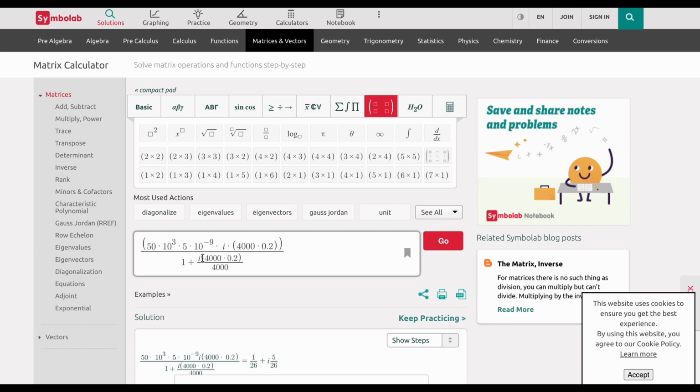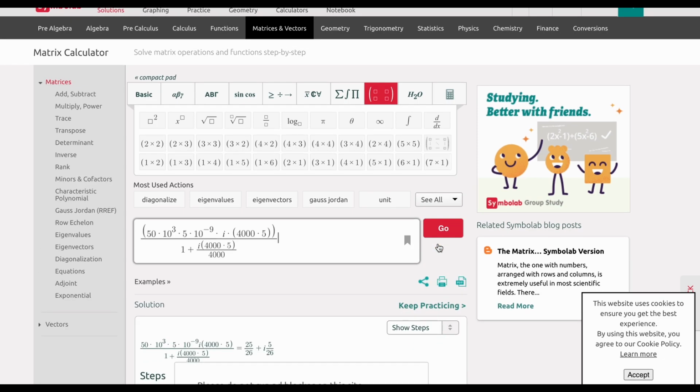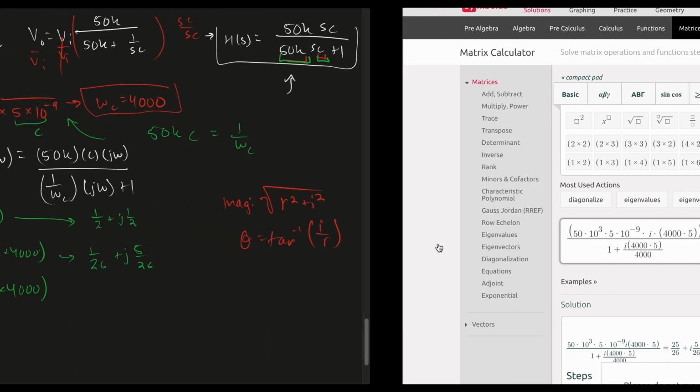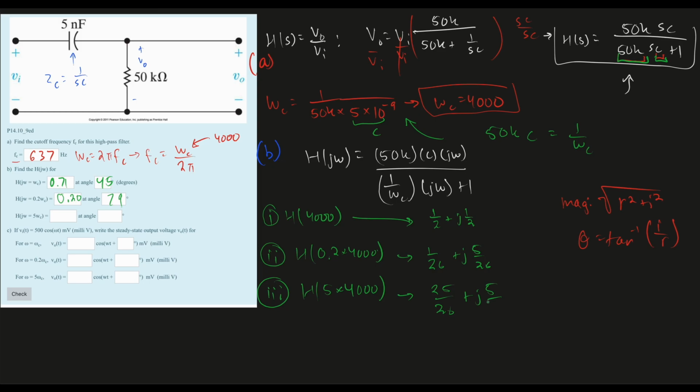We're going to come back to our matrix calculator, or imaginary number calculator, and we're going to multiply this by 5 instead of 0.2, and this by 5 instead of 0.2. Press go, it's going to calculate it for us, and then we're going to get 25 over 26 plus j times 5 over 26. And so we're going to get 0.98 at an angle of approximately 11.31 degrees.